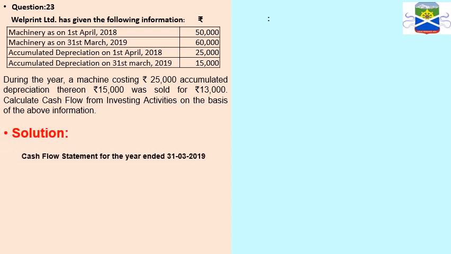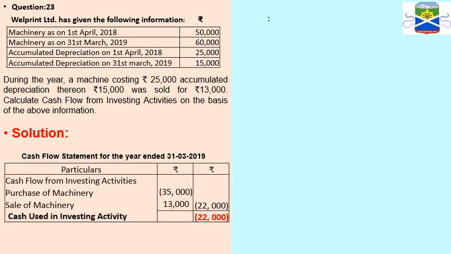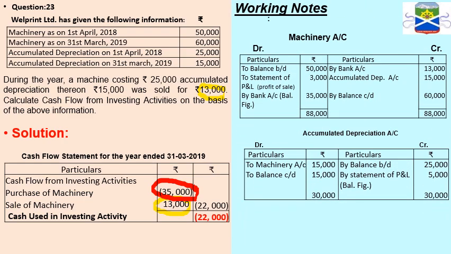So now we have cash flow from investing activity. In this solution you will find that the sale of machinery is given as 13,000, so we are putting 13,000 over here. But where did this 35,000 come from? This information we require to find in the workings, so we have to do the workings of the machinery account and the accumulated depreciation account.